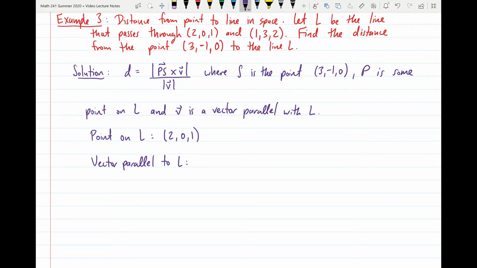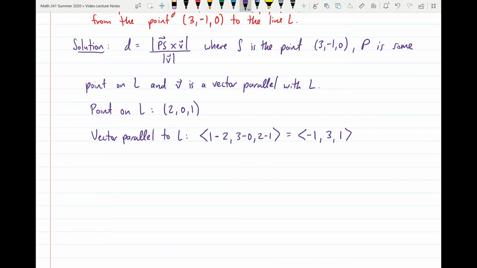And one such vector would be the vector that connects the 2 points that are both lying on the line L. So let's find the vector connecting the points 2, 0, 1 and 1, 3, 2. And we can find that just by subtracting the components of those 2 points. So we have 1 minus 2, 3 minus 0, and then 2 minus 1 as the components of this vector. And we can simplify that a bit and make it -1, 3, 1. So a vector parallel to L in component form is given by -1, 3, 1.